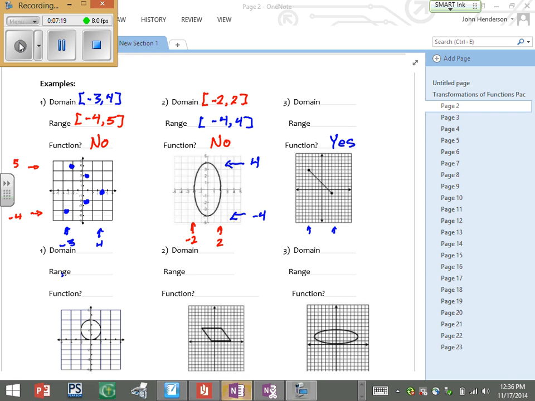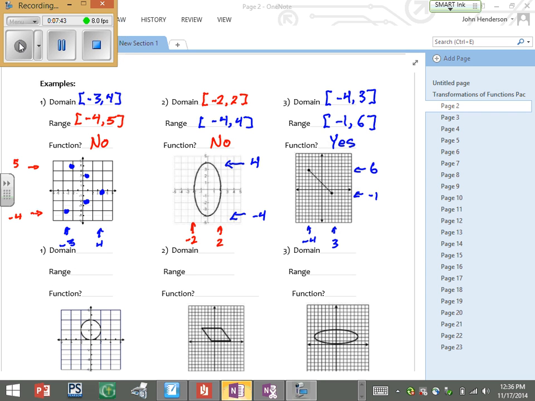So if we go left to right, it looks like we start at -4, and we go up to +3. So the domain is -4 to 3. And then the range looks like it starts at -1, and it goes up to 1, 2, 3, 4, 5, 6, if I'm counting correctly. So we go from -1 to 6. So domain will go left to right, range will go up and down.